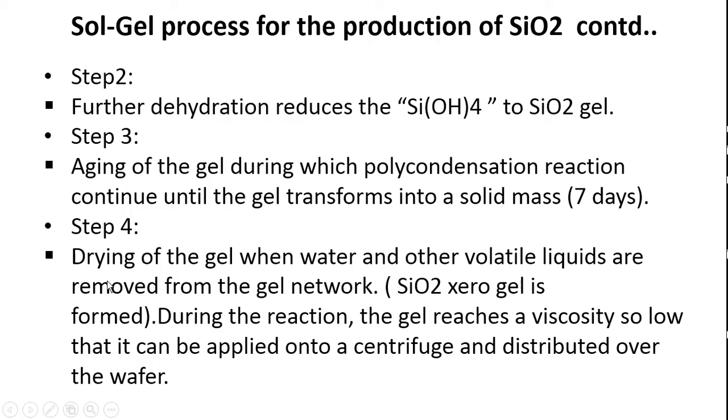In step 4, drying of the gel, when water and other volatile liquids are removed. So when the gel is becoming a solid mass, the water content and other volatile liquids are to be removed from that particular gel, isn't it? The water and other volatile liquids are removed from the gel network. So in this process, the silicon oxide gel, SiO2 gel, is formed.